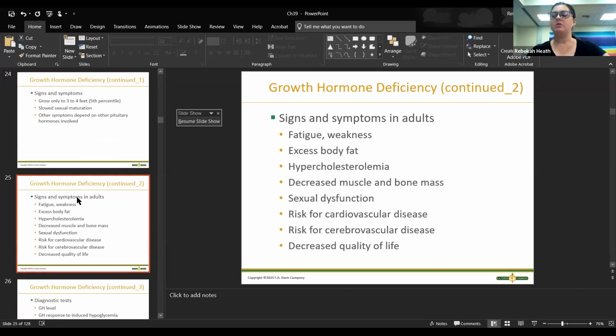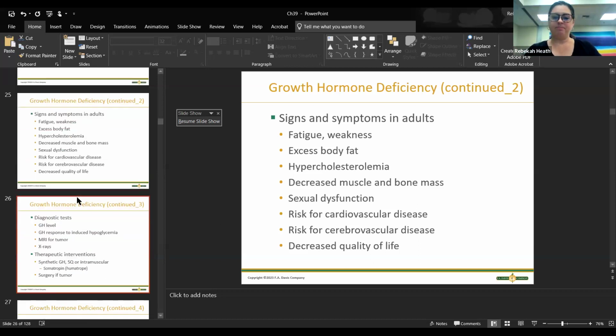This is after somebody's already grown, they are adults, but say they suddenly have maybe a tumor that forms somewhere, and they're now having a deficiency of growth hormone. Remember, growth hormone in adults helps with bone maintenance, muscle maintenance, all of those types of things. So you're going to be fatigued, weak, you might have excess body fat, cholesterol may be up, decreased muscle mass and bone, sexual dysfunction. You're going to be at risk for a lot of other diseases.